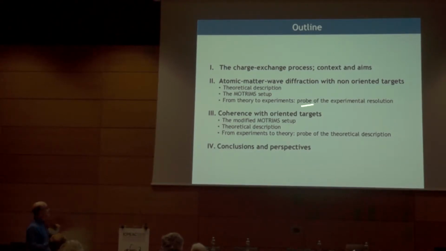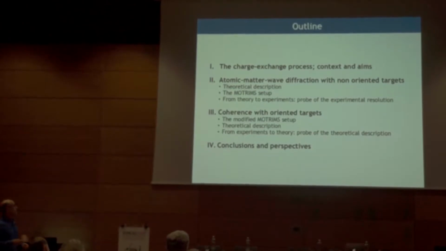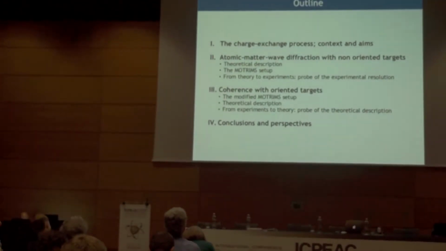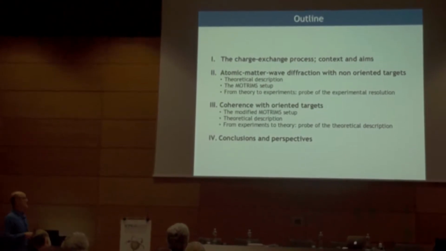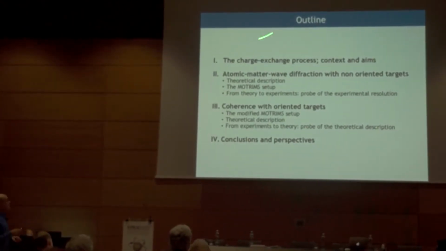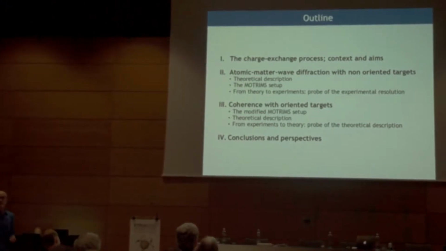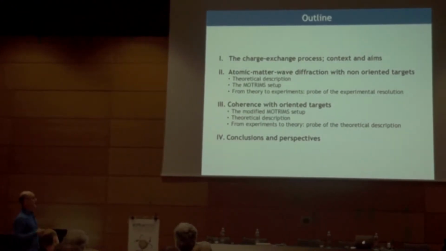we will consider the case of charge exchange with non-oriented targets, and in particular, the case of atomic matter wave diffraction patterns, which appears in the distribution of scattered projectiles subsequent to charge exchange. I will present the theoretical description and then the experimental setup, which is based on recoil ion momentum spectroscopy, that is RIMS, coupled to a magneto-optical trapping technique to access very low temperature of the targets and then very high resolution. Then we will see how this MOTRIMS setup enables to reveal the diffraction pattern expected from theory.